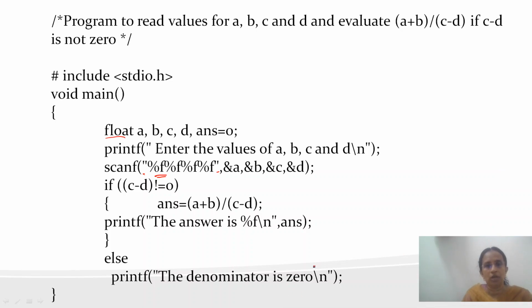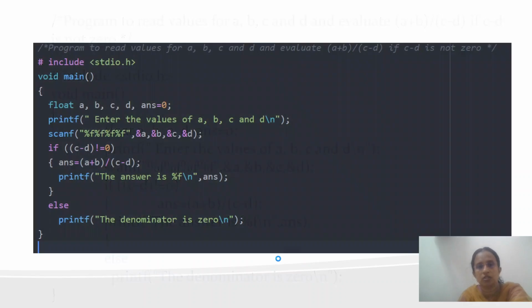So what answer are you expecting? You will be getting a plus b by c minus d if c minus d is not 0. Otherwise, you will get this statement: the denominator is 0. See how it works. This is a command when you are writing in an interface.